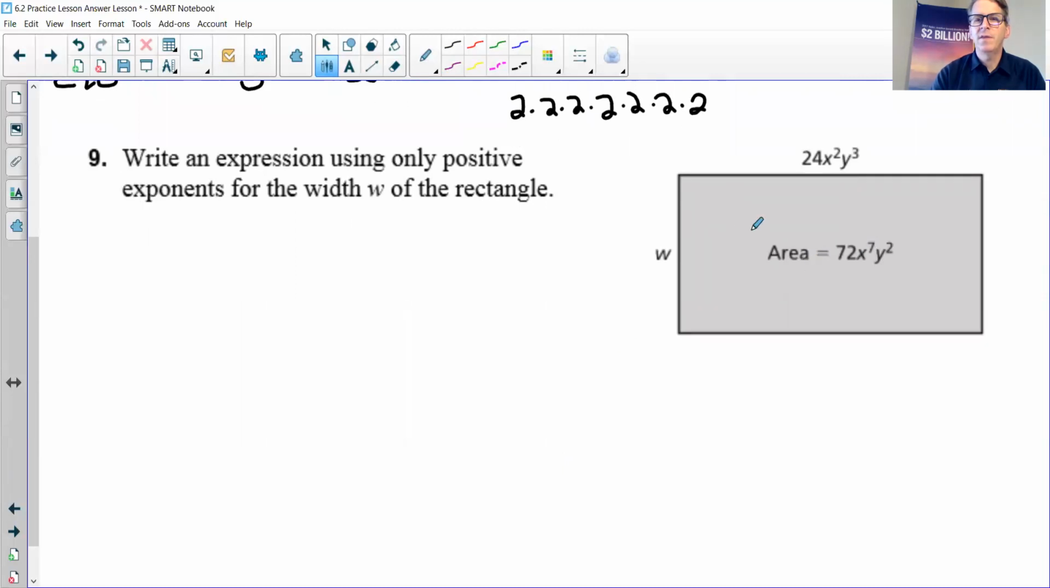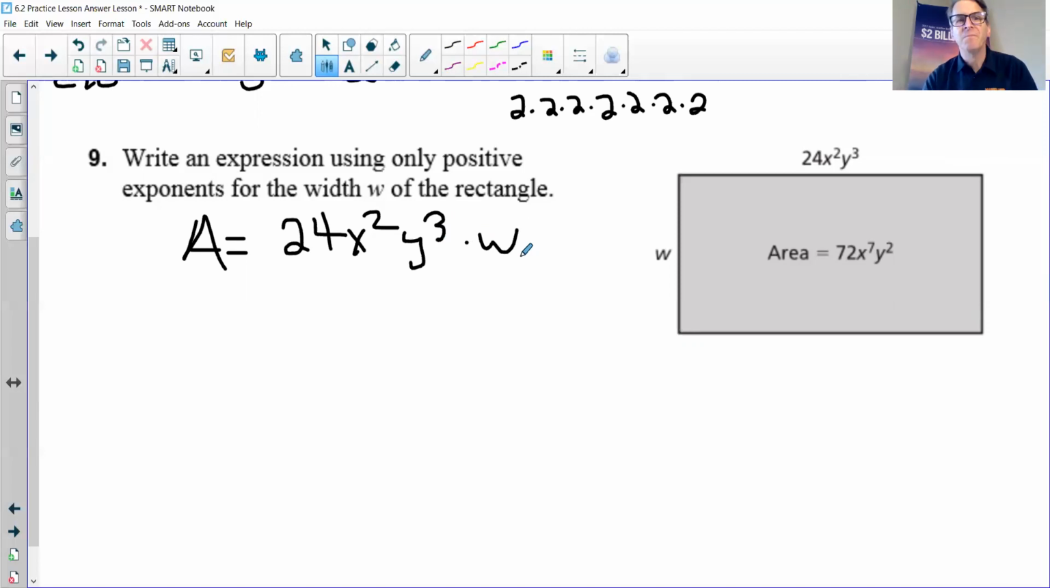You got the area here, and the area of a rectangle is going to be length times width. So if we take the 24 x squared y to the third, that's the length. Then if we multiply it times the width, w, and the area is 72 x to the 7th, y to the 2nd. Okay, so that's what the area is of the rectangle.